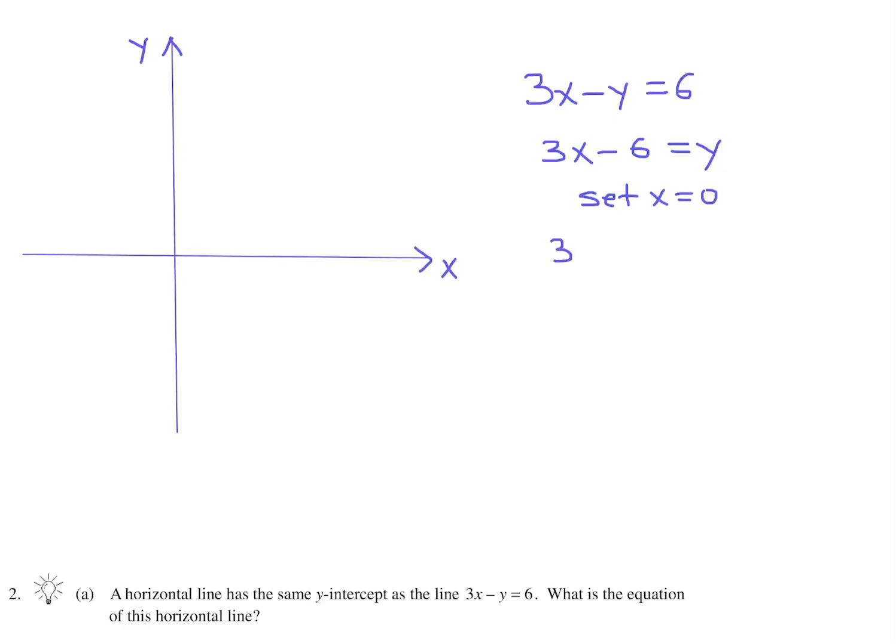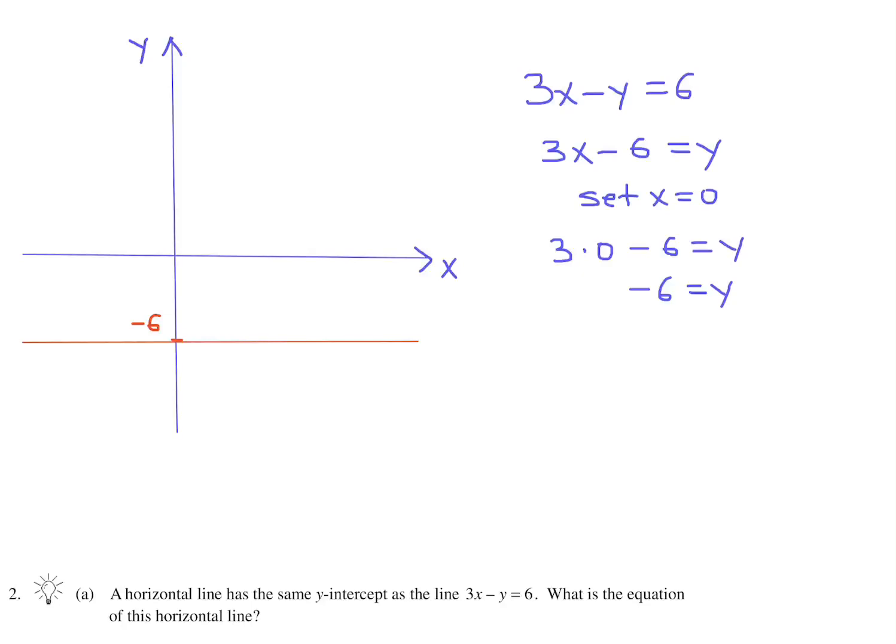And if we do that, we get 3 times 0 minus 6 is equal to y. And that just looks like minus 6 is equal to y. So that means somewhere in here, say if this is minus 6, that is basically where our line is. And it's a horizontal line, so it will be straight across like that.